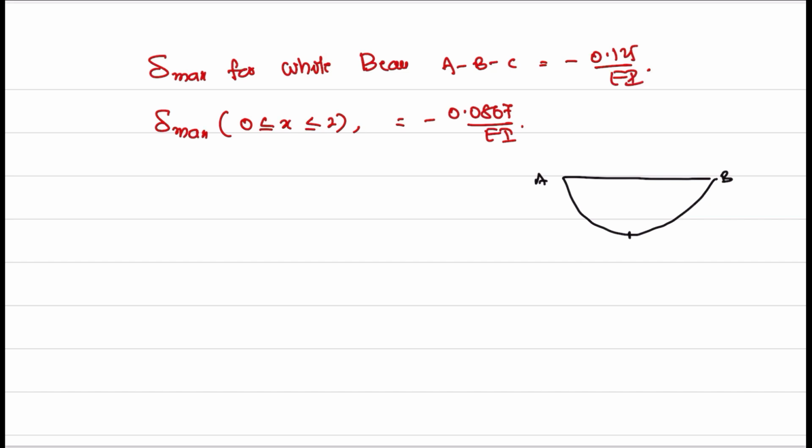There can be a point where maximum deflection is there. That point is D, at a distance of 0.85, and having a magnitude. It may not be the whole beam's maximum deflection. The maximum deflection in the portion AB is minus 0.0867 by EI.